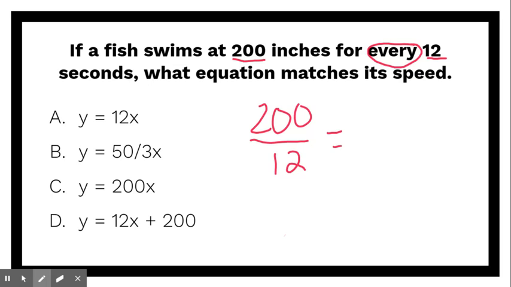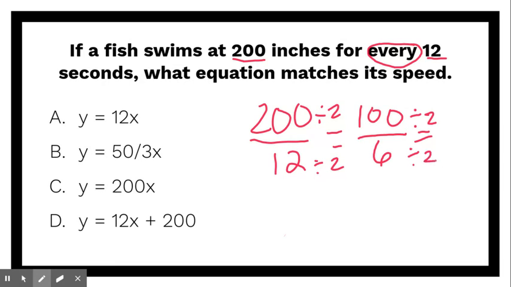What can go into both 200 and 12? I know 2 can, so let's try 2 first. 200 divided by 2 is 100. 12 divided by 2 is 6. They're still both even, so I can divide them both by 2 again. Half of 100 is 50, and 6 divided by 2 is 3. And I can't go any lower because 3 doesn't go into 50.